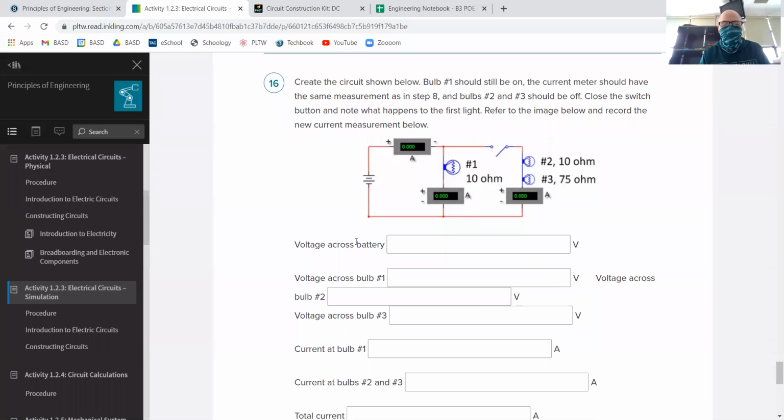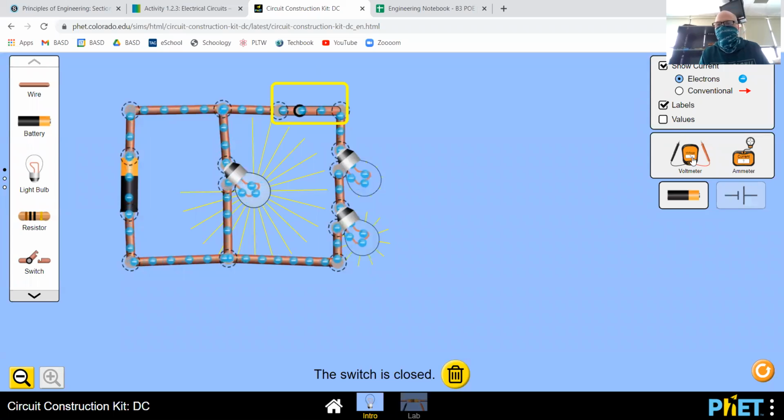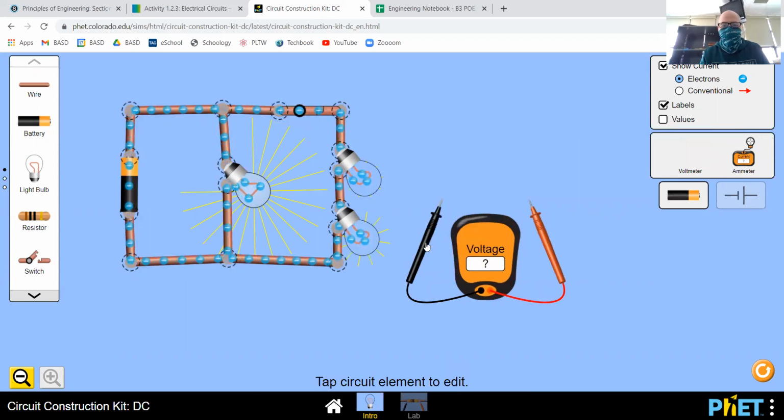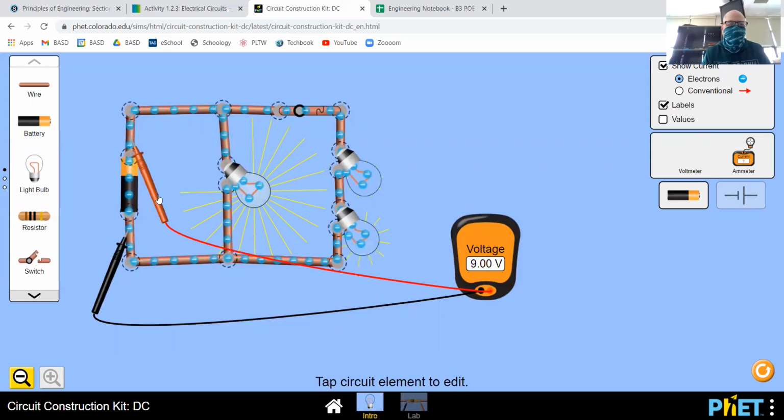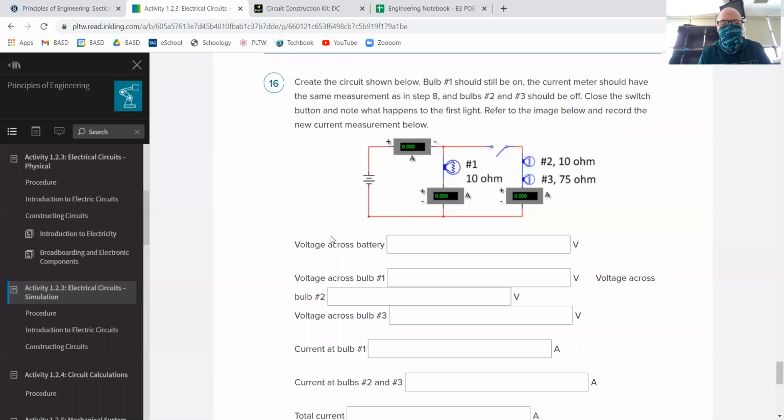And then they're asking for the voltage across the battery. So you use a voltmeter because it's voltage across the battery. And what across means is on each side of the battery. I put a little sensor or a little probe, and I connect it in front of the battery and then behind the battery, and I get a voltage of 9. So what I would do is write in my notebook, the voltage across the battery is 9.